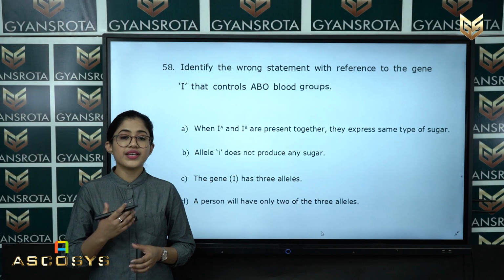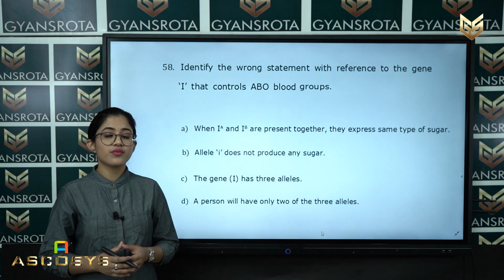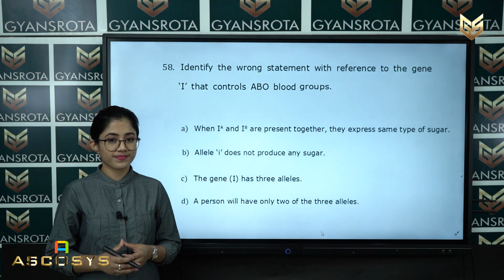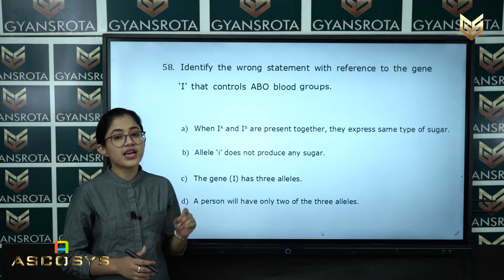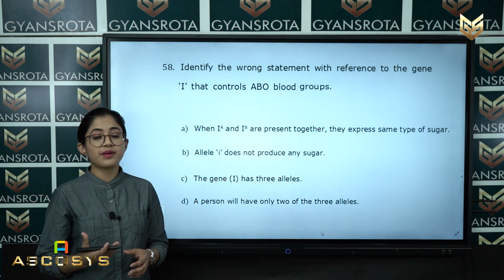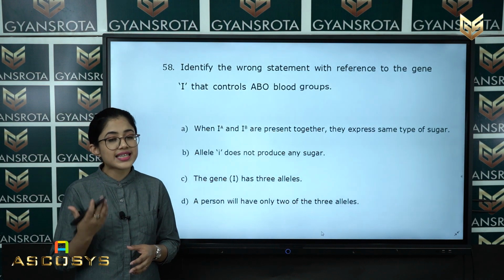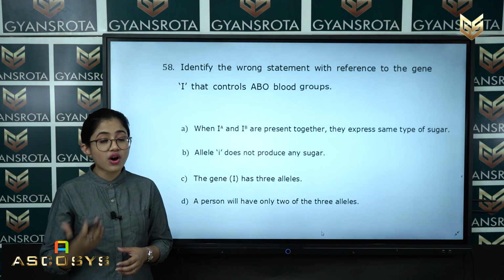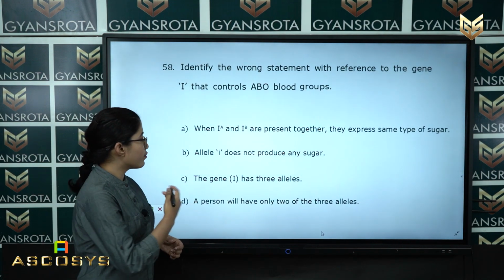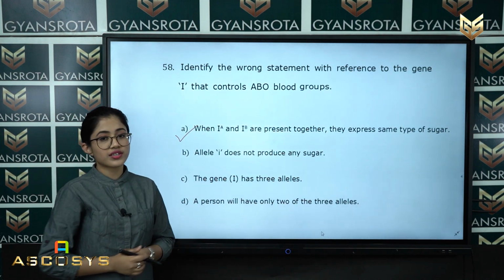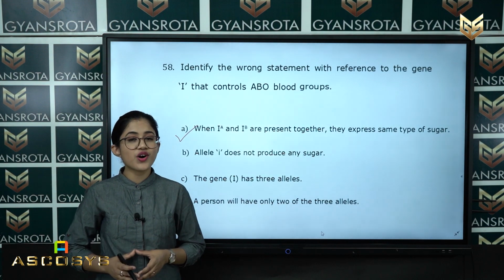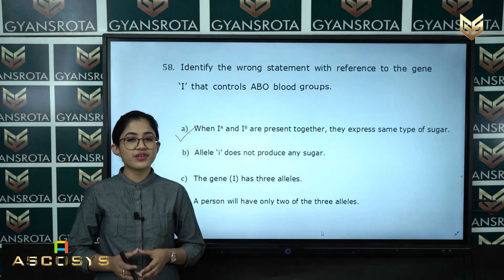So student, we need to select the wrong statement with reference to the gene I that controls ABO blood groups. So among these following 4 options, in option number A, as you can see here, when IA and IB are present together, then they express same type of sugar. This is the wrong statement because they produce different types of sugar. So among these following 4 options, option number A is the wrong statement and it is the correct answer for this question. Now let's move on to the next question, that is question number 59.